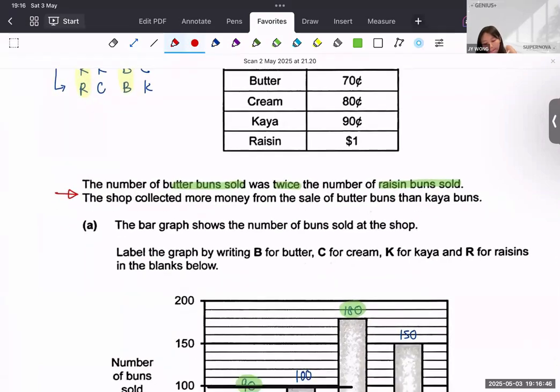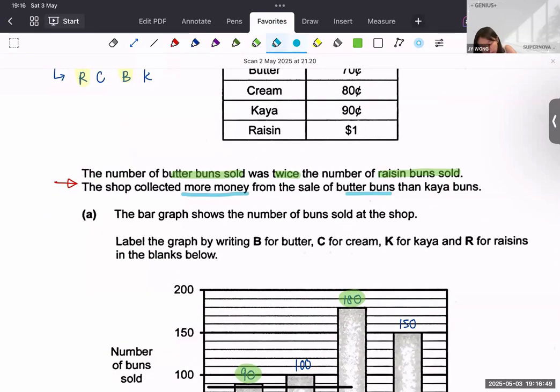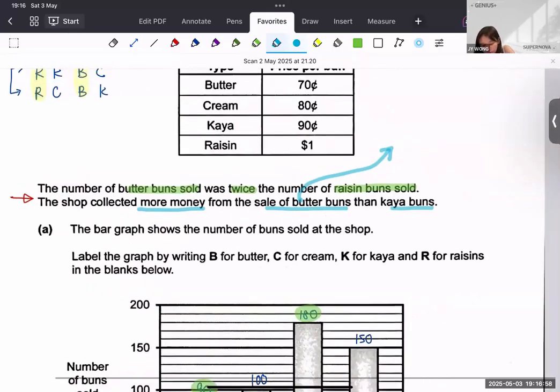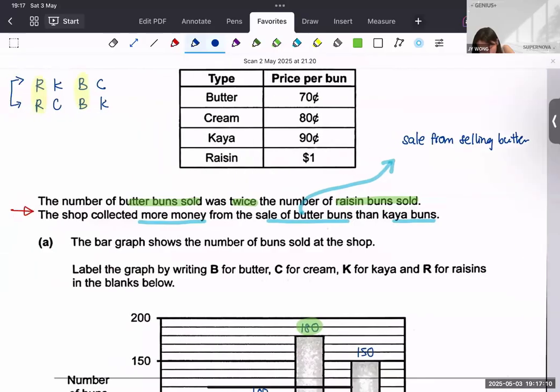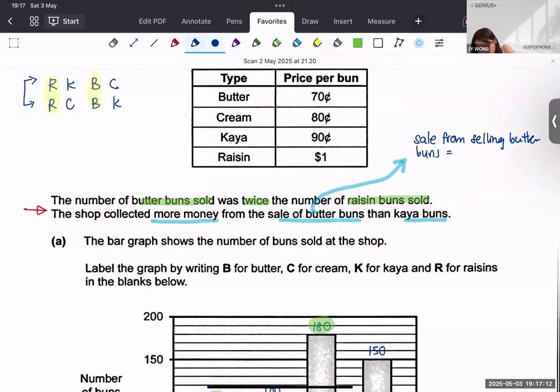The shop collected more money from the sale of butter buns and kaya buns. Of course, I can't find kaya buns because I don't know which one. But I can find the sale of butter buns. So what is the sale of butter buns? Sale from selling butter buns. How much is it? If you work it out, butter was 180 buns, then you multiply by 70 cents. You should get $126. So that is what you know about the butter buns.